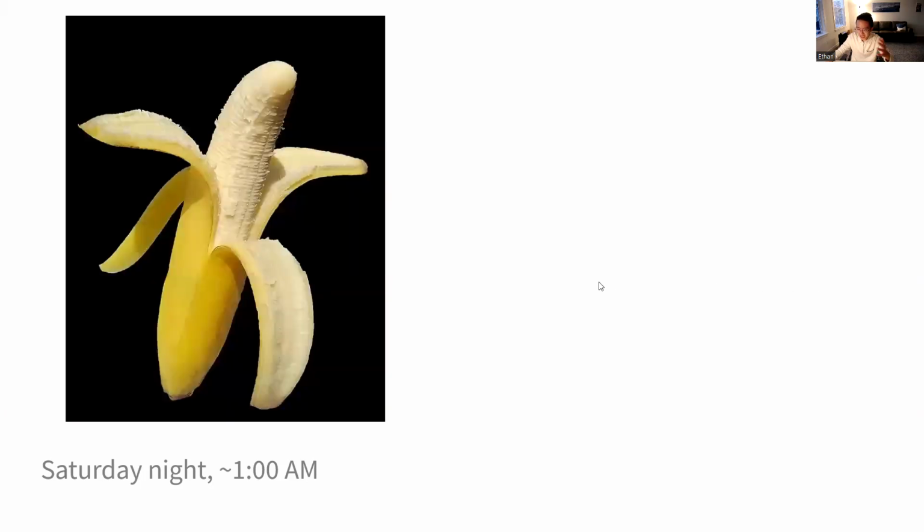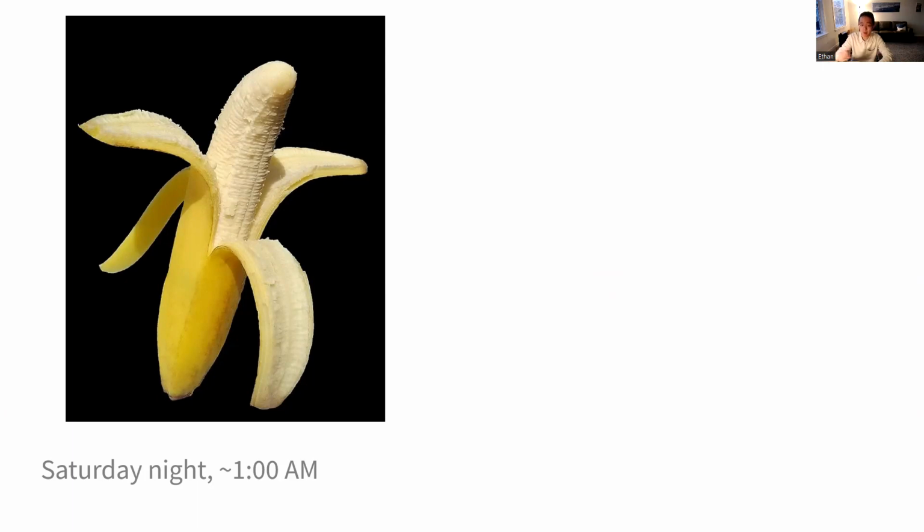It's Saturday night, 1 a.m. I'm back in college, right? And I'm in my dorm room and I'm hungry. So I go to my trusty midnight snack of choice, which is a banana. I eat the banana, and then as I finish the banana, I am struck by this spontaneous desire to do push-ups. Why? I have no idea, but I want to do push-ups.